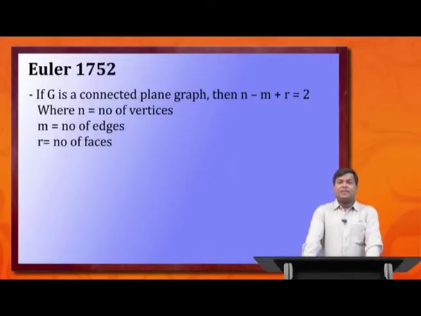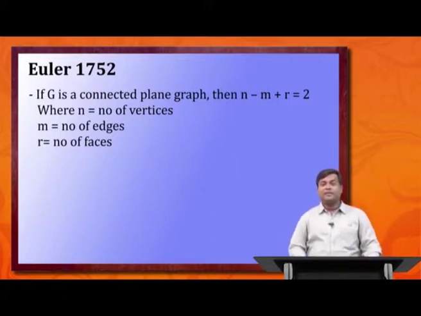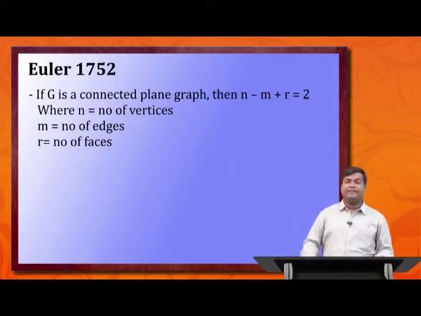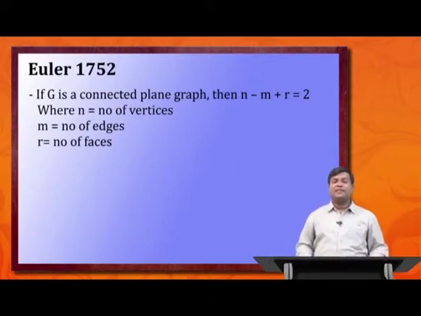This n minus m plus r equals 2. If G is a connected plane graph, then n minus m plus r equals 2. It is always true for every connected plane graph. This particular formula was actually invented by Euler in the year 1752. This is known as the very famous Euler formula.